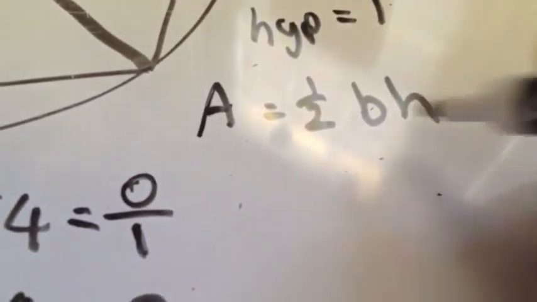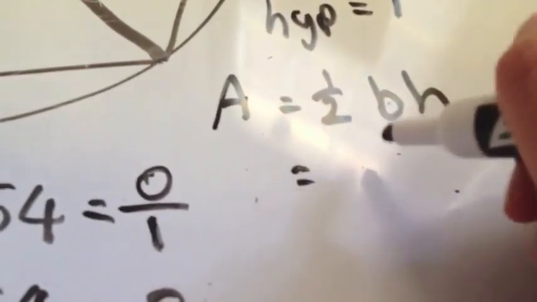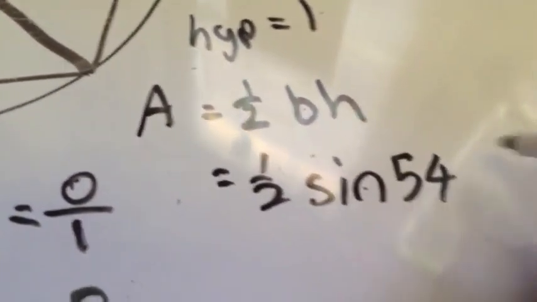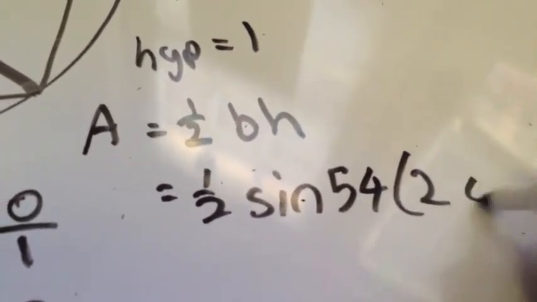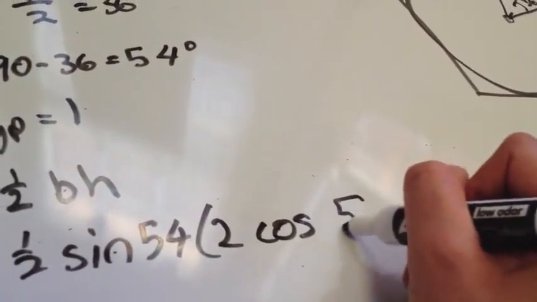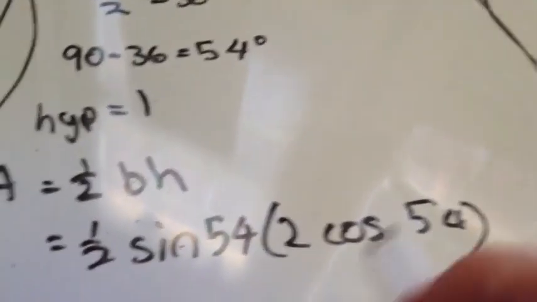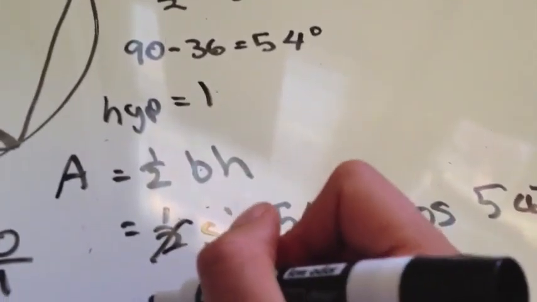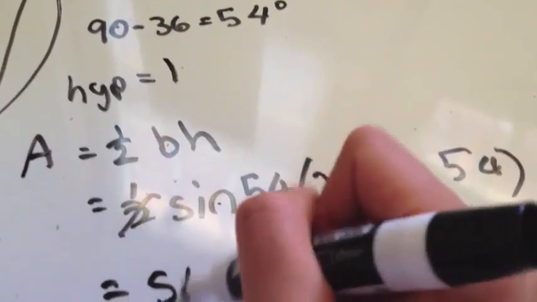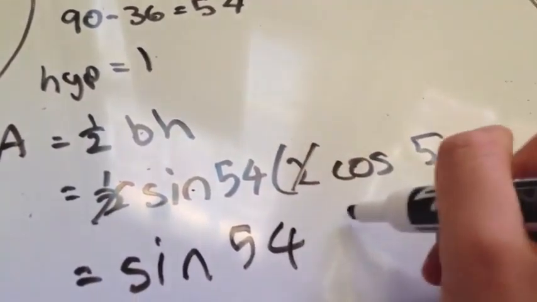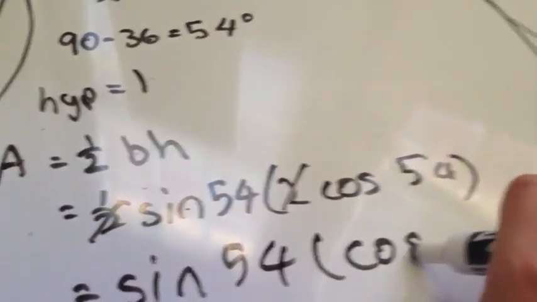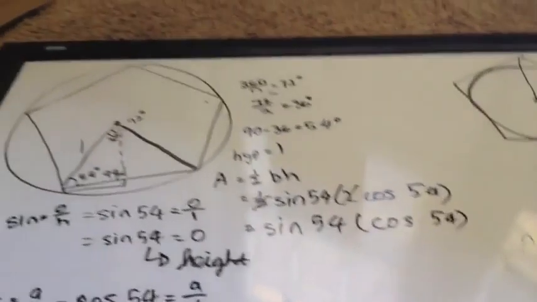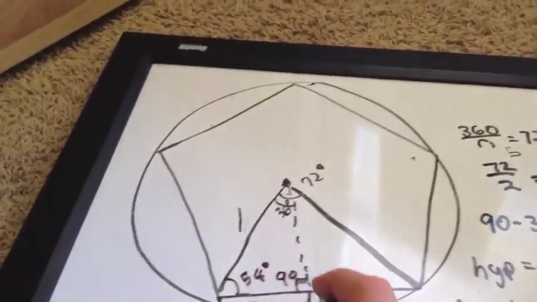Now, 1/2 BH, so we are going to plug this in. So the area is equal to 1/2 sine 54 times 2 cos 54. The 2 and the 1/2 cancel each other out, which leaves us with sine 54 times cosine of 54. This is the equation to find this one triangle that we have.